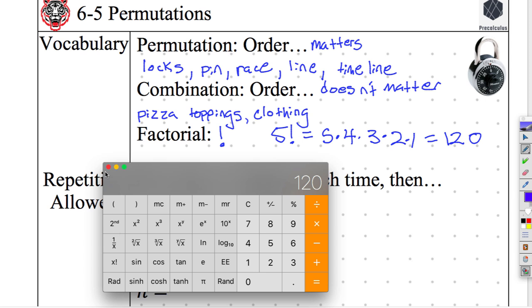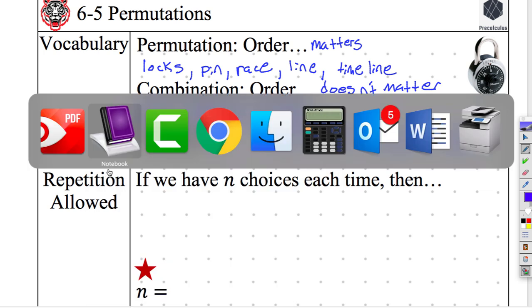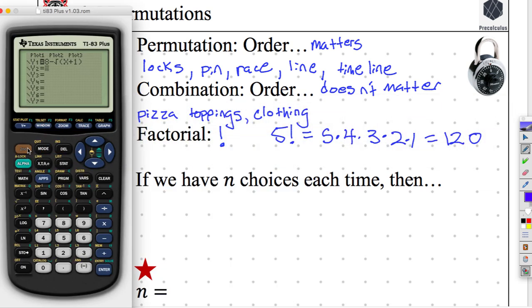You might need to hit second or something. Exclamation point somewhere. Factorial somewhere. No, I got it. Let me pull up that other calculator, the one I use.